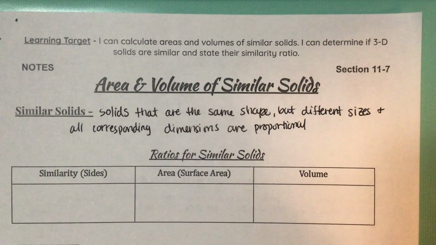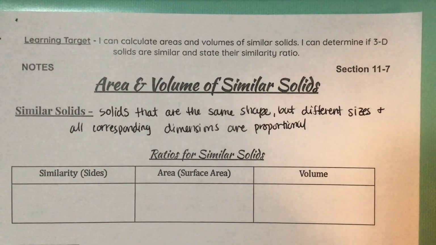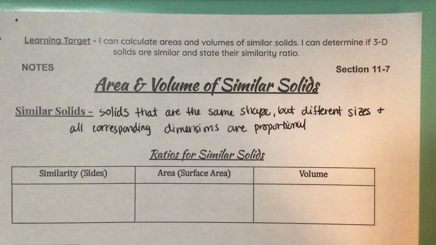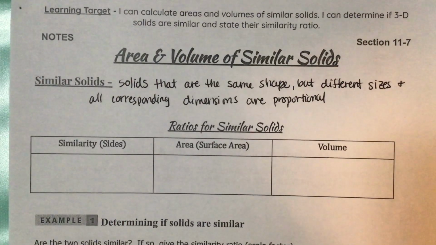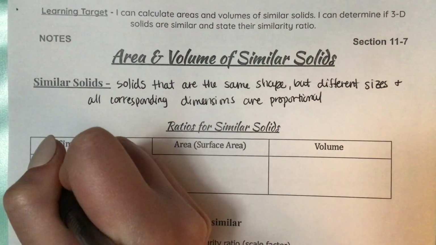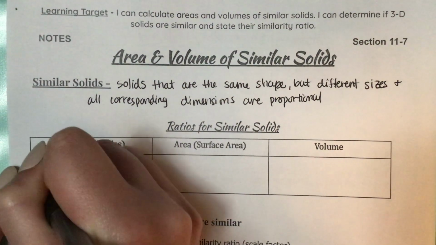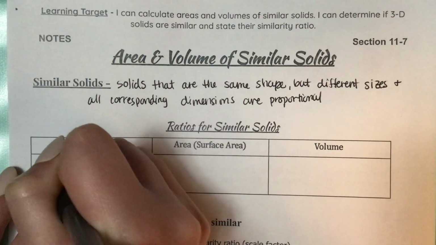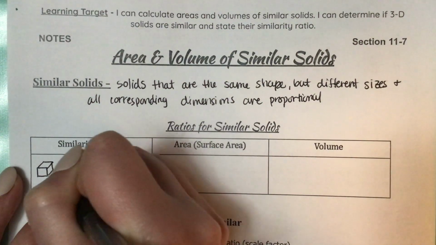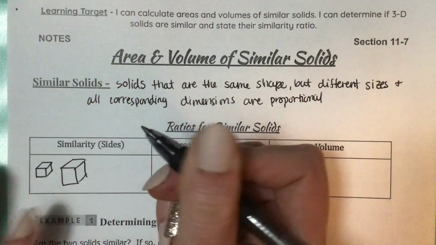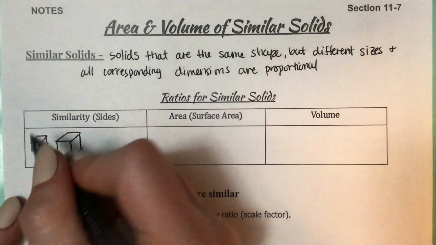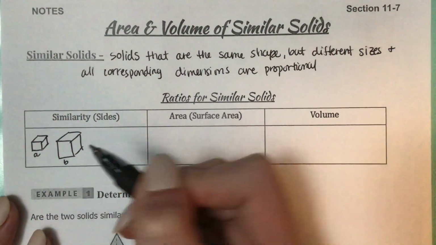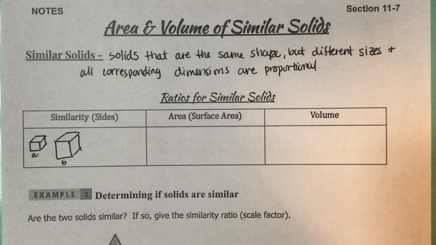So first of all, we're going to have three different types of ratios: a similarity ratio, a surface area ratio, and a volume ratio. Now, I'm going to give you a kind of formula for these. Let's pretend that we have two similar solids. It doesn't have to be a cube, but it might be. A cube is just the simple way to do this. Let's say that this has a side length A and this has a side length B. For the similarity ratio, it's just A over B.